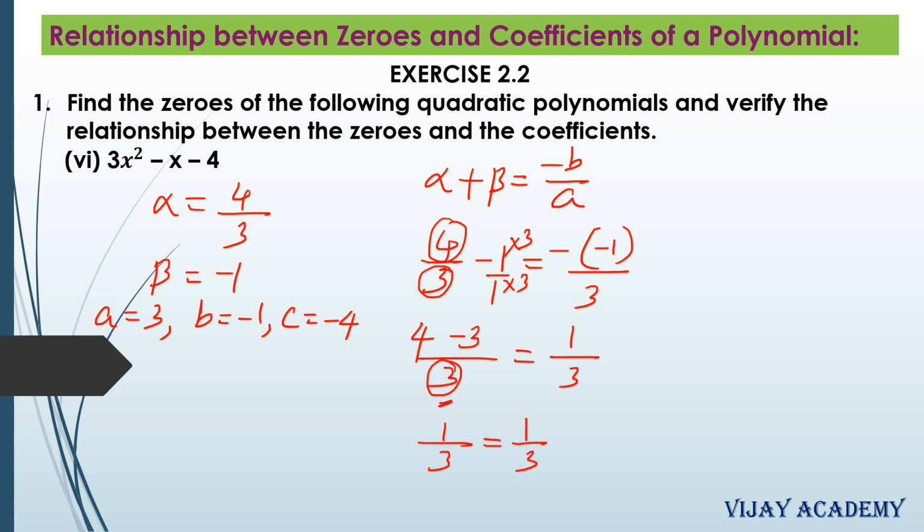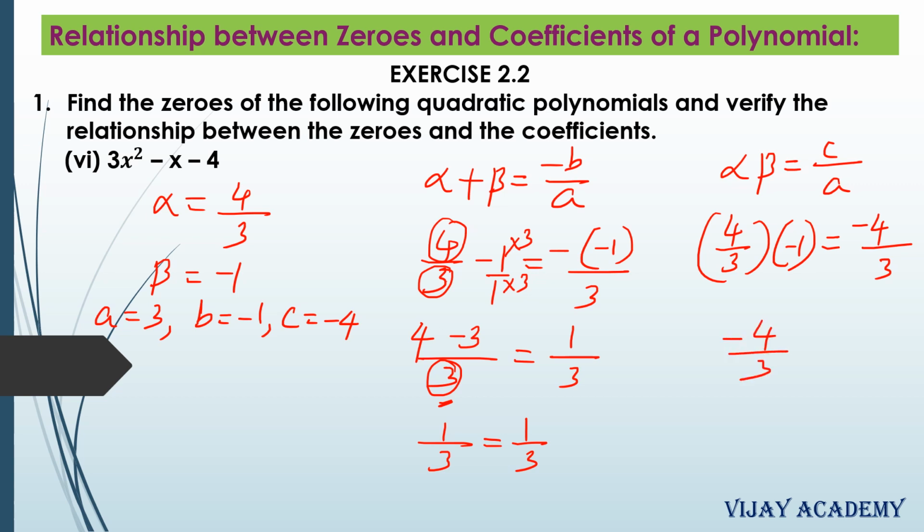One relation is verified. The second relation is alpha into beta equals to C by A. Alpha is 4 by 3 and beta is minus 1 and C value is minus 4, A value is 3. So multiply the LHS, that is 4 by 3 into minus 1, we get minus 4 by 3. In the RHS also we have the same number, minus 4 by 3, hence verified. So both the relations are verified.